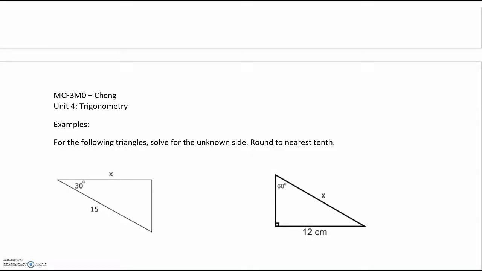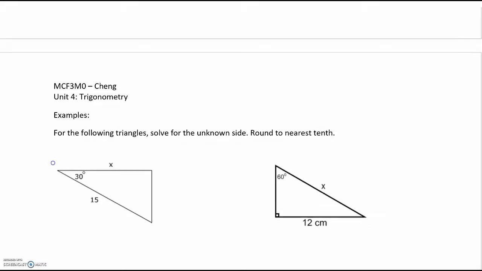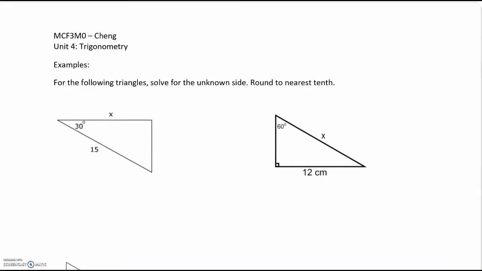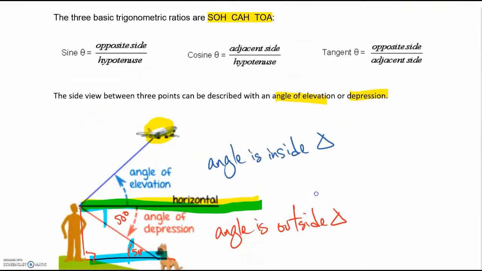We're going to start off with some knowledge-based ones where we just work out calculations for sides and angles, and then we're going to look at a few word problems. So let's go. For the following triangles, solve for the unknown side and round to the nearest tenth. So you'll see here, I've got a triangle right here, and the first thing to do, remember step one, let's just pull back at it.